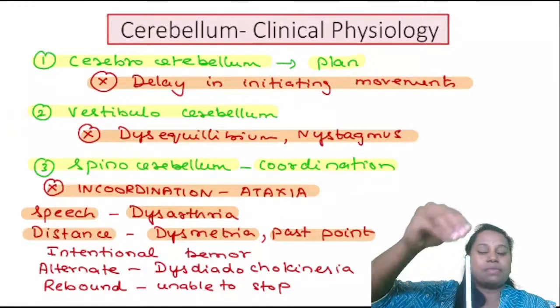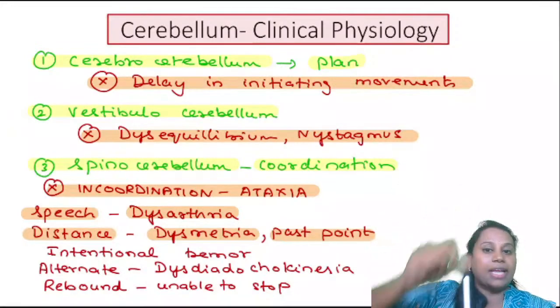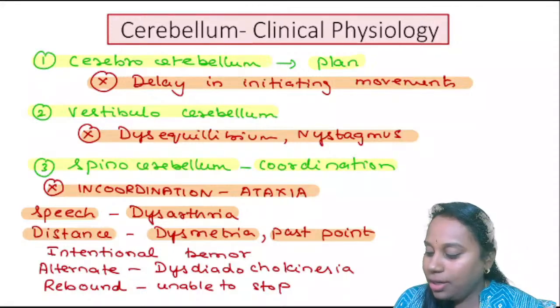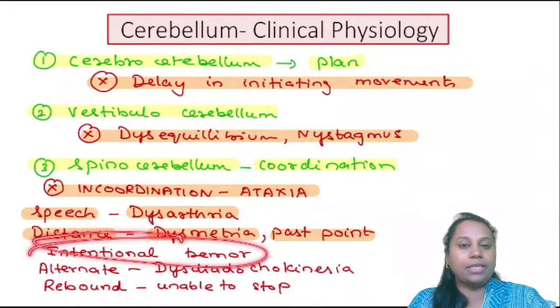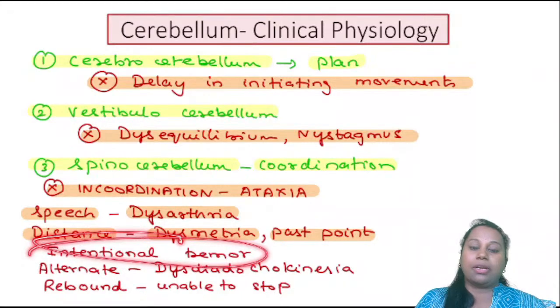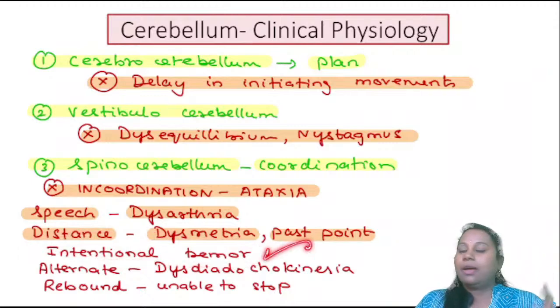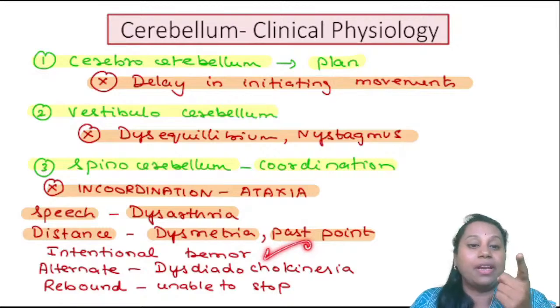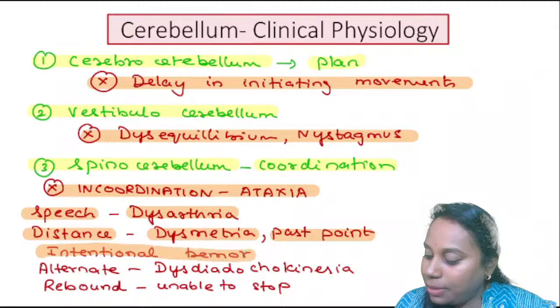This is called dysmetria. If you do this continuously, you will have tremors, and that is called intentional tremor. When the patient wants to do an activity, there is tremor. This is in contrast to resting tremors in Parkinsonism. Parkinsonism is a basal ganglia disease where you have resting tremor. But intentional tremor is seen in cerebellar disease.